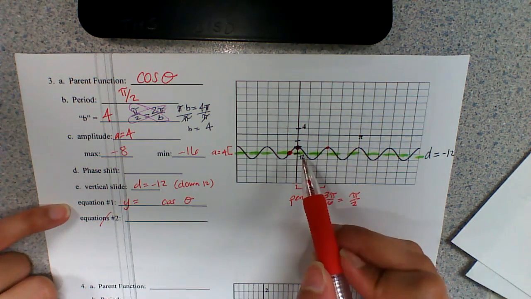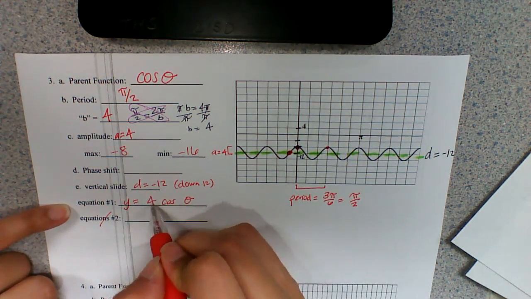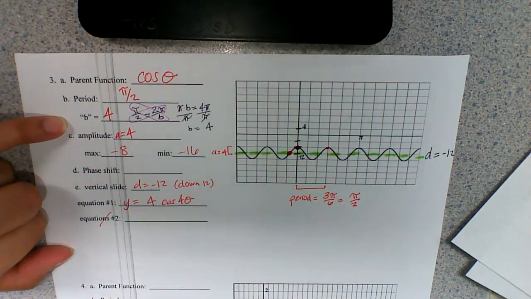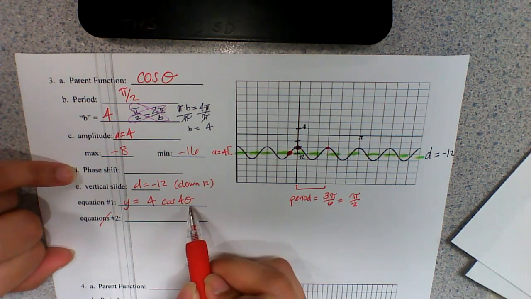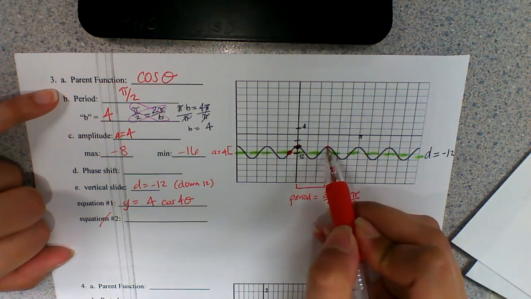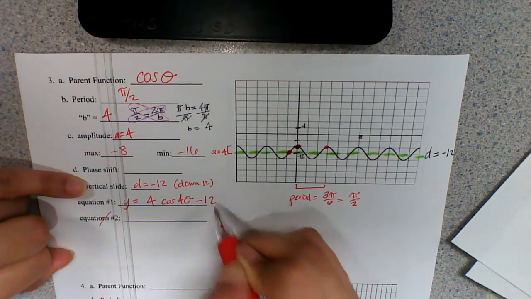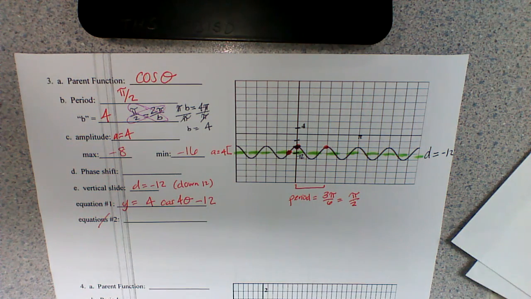So amplitude we found out is 4, so there's your A value. B is also 4, so I'm going to put that in front of theta. Phase shift is none because I'm calling it a cosine function, high point to high point. So there's that. And I am going down 12 units. And there you go. I'm going to stop there, guys.